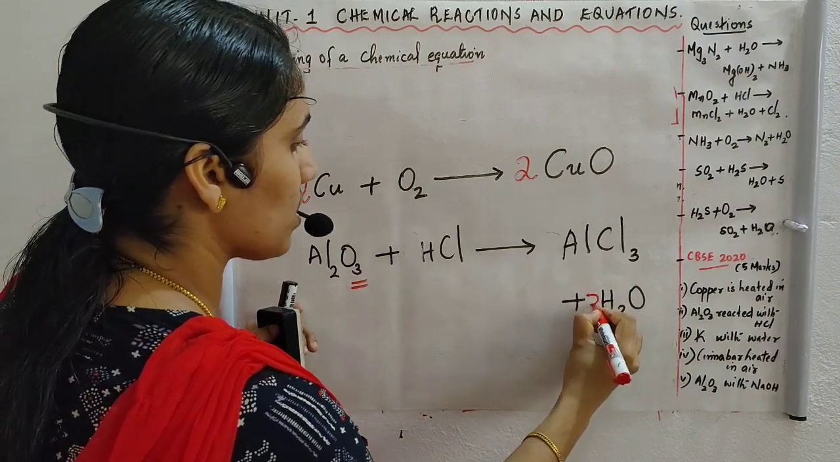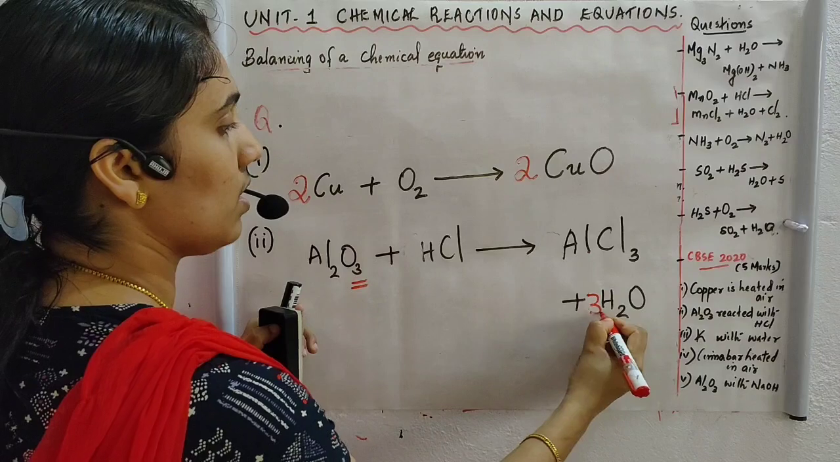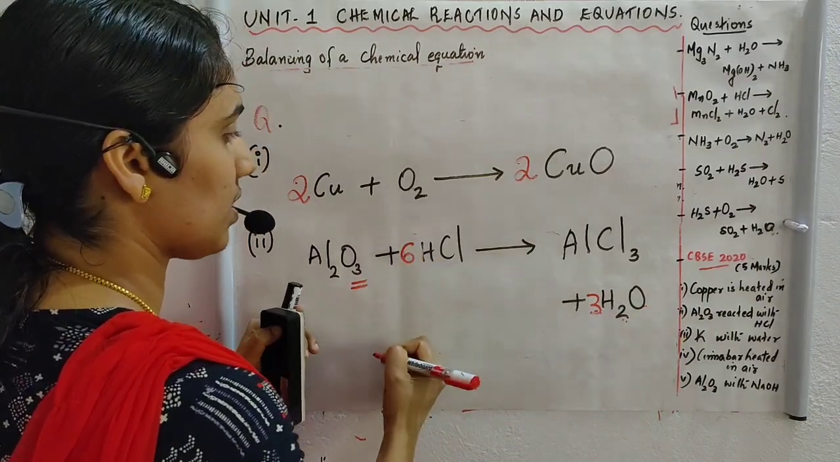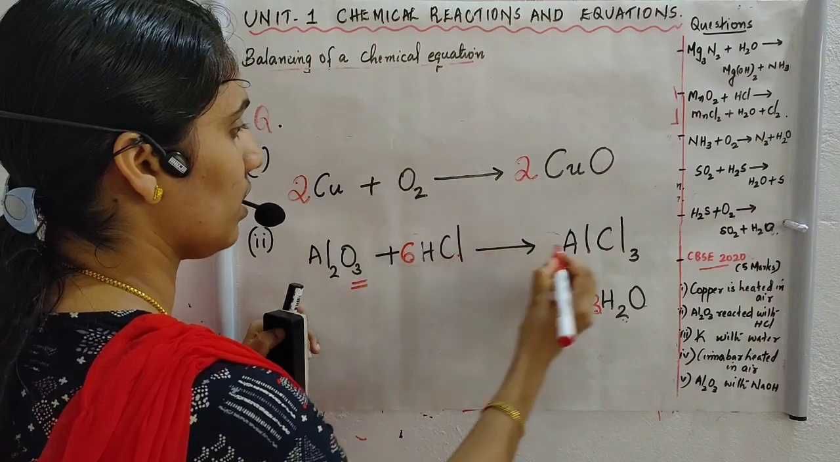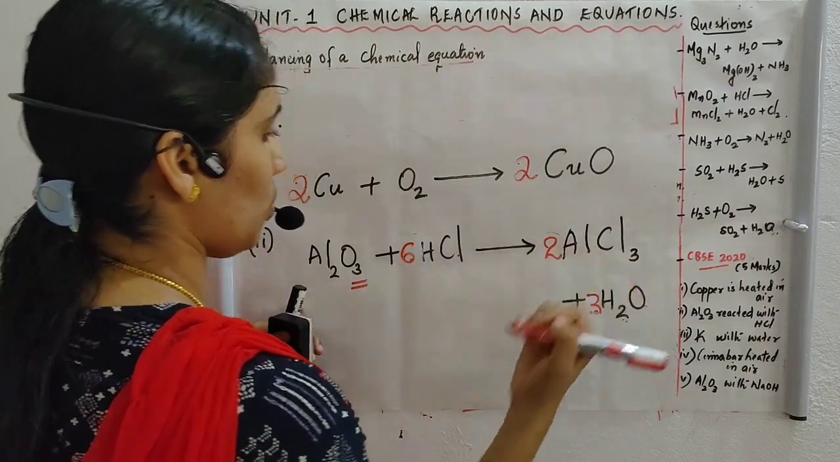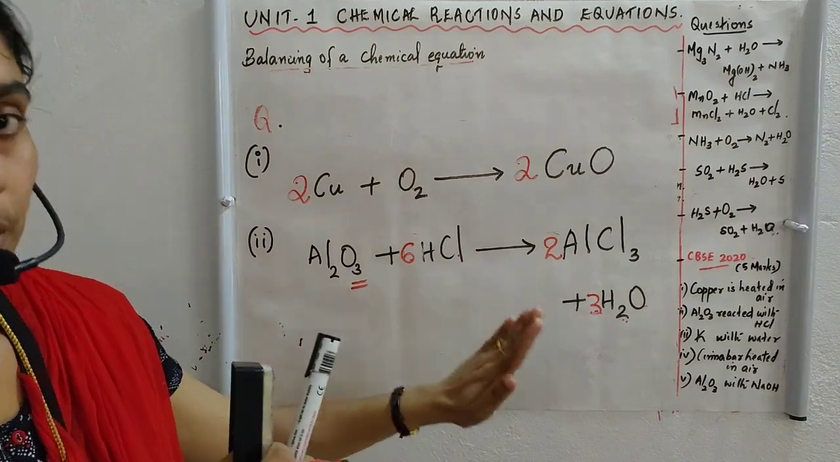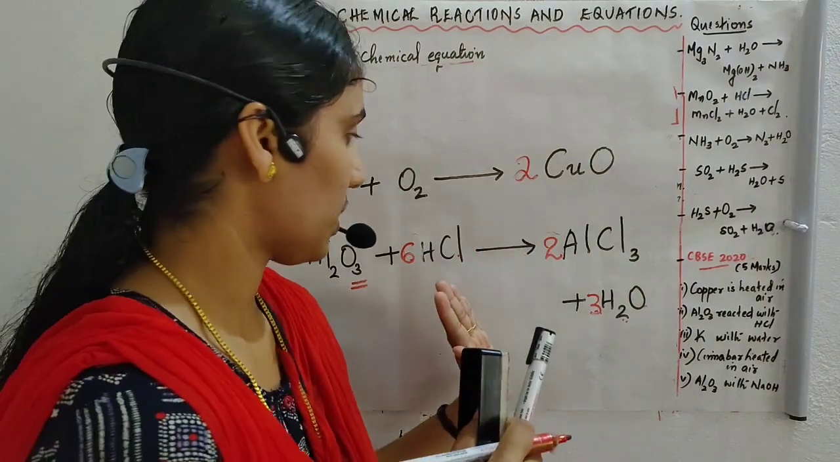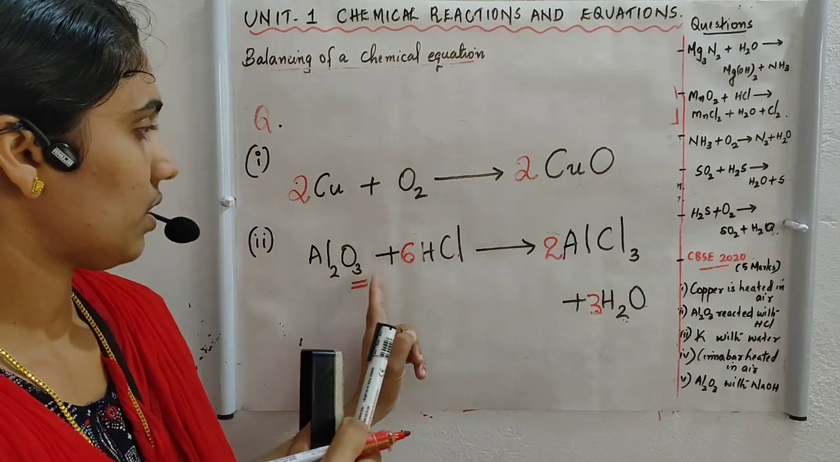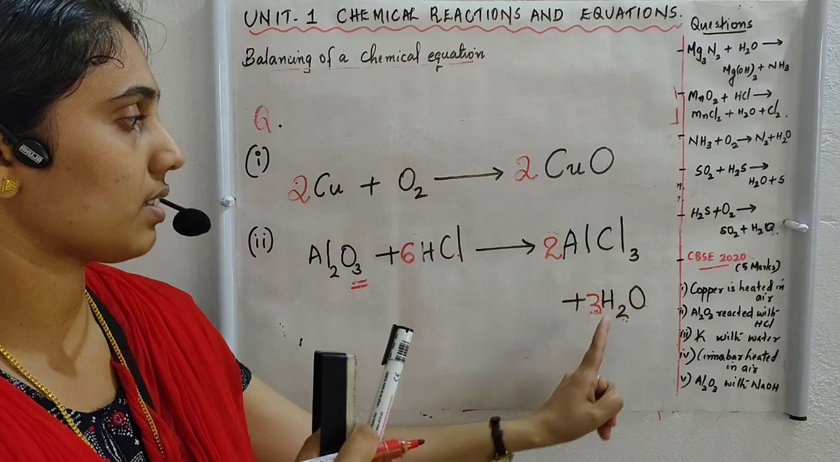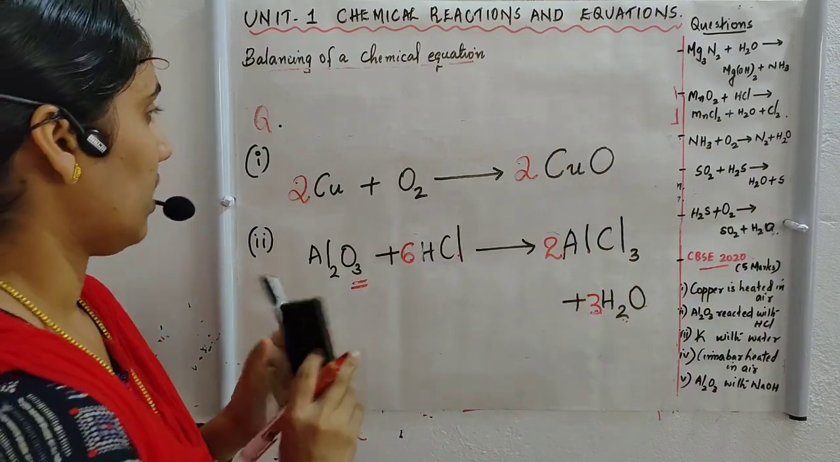Want to make it 3 oxygen, means we can put 3 here. So 3 oxygen, the number of hydrogen becomes 6, so you can put 6 here. 6 chlorine. So to make 6 chlorine, 2 here. Our aim is to get the balanced chemical equation. So the balanced equation is Al2O3 plus 6HCl gives 2AlCl3 plus 3H2O.